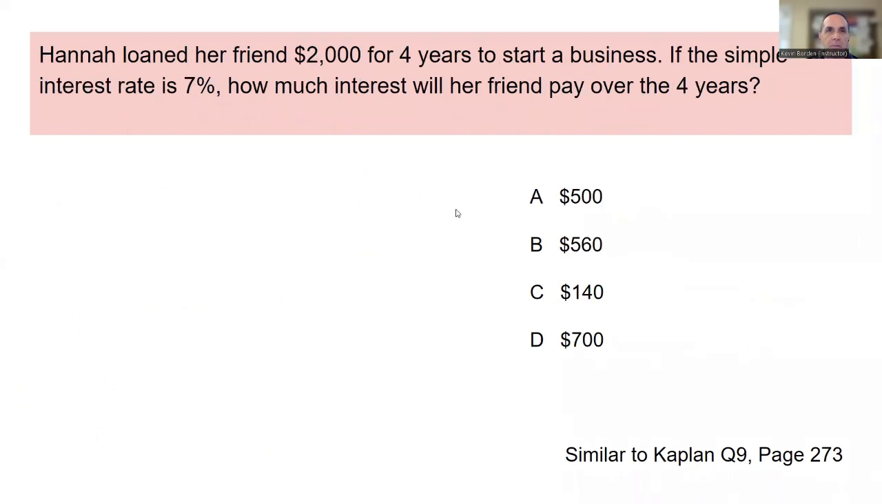Okay, next problem. Hannah loaned her friend $2,000 for 4 years to start a business. If the simple interest rate is 7%, how much interest will her friend pay over the 4 years? I'm just going to remind you here, we're just finding the interest this time. Go ahead and pause the video.